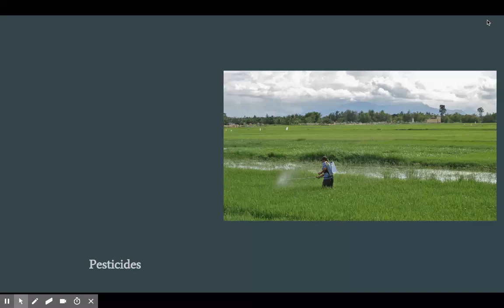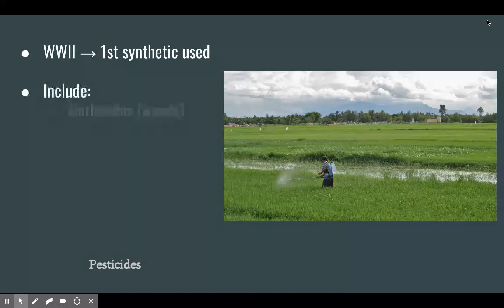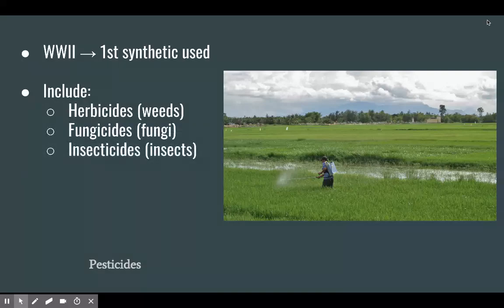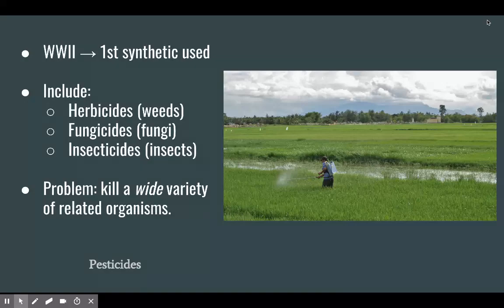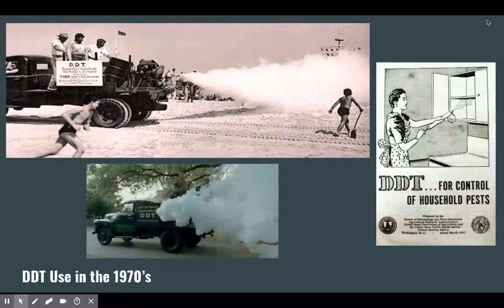So in regards to pesticides, we all know they're important. There are different types. You can have an herbicide that will kill weeds, fungicides that will kill fungus, and even insecticides that will kill insects. So they are proven to work, but the unfortunate thing is that a number of concerns is that there's unintended effects. What that means is they kill a wide variety of related organisms. If the goal is to kill this certain weed in this crop, it's going to kill all the vegetation as well. And a perfect example of a synthetic pesticide is DDT.